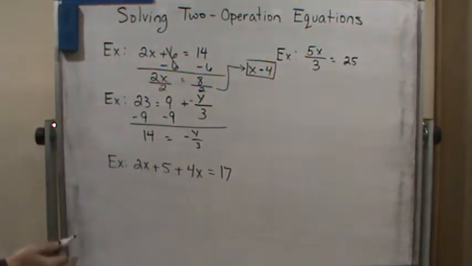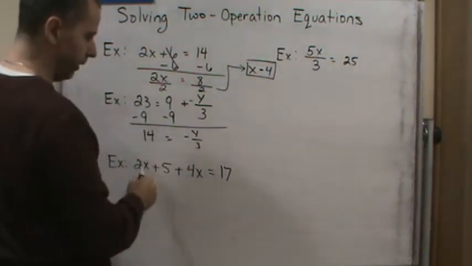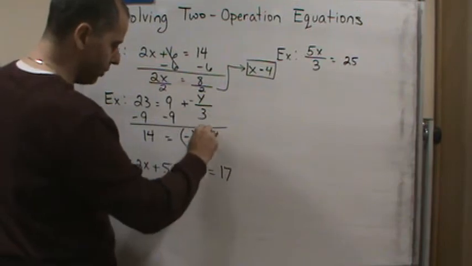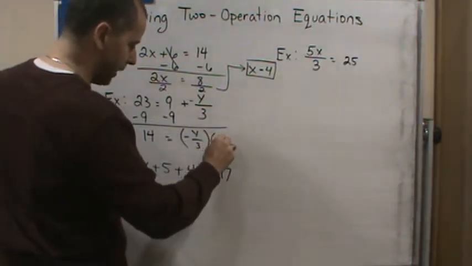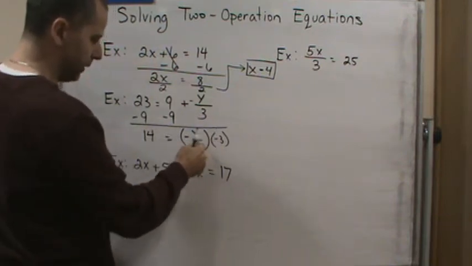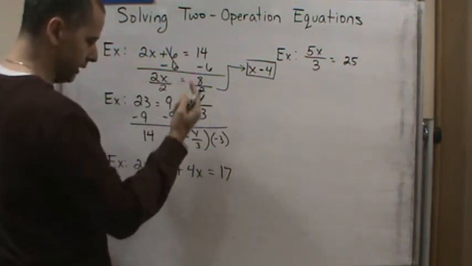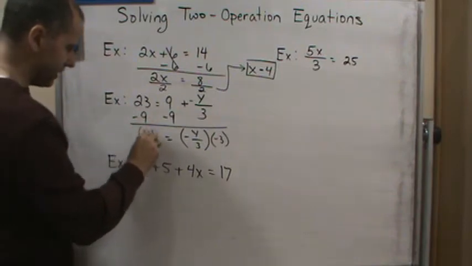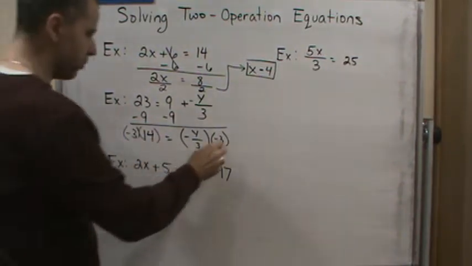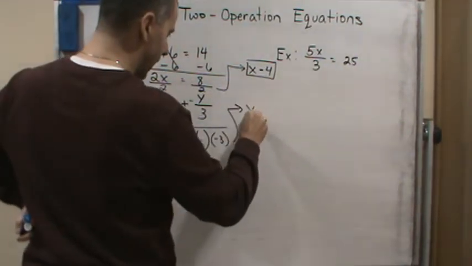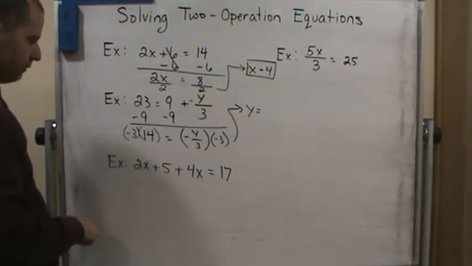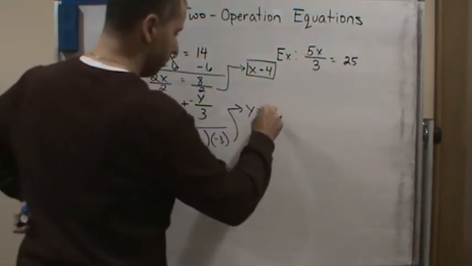Now, what do I have to do to both sides to get y over here? I'm dividing by 3, and it's negative. So I'm going to have to multiply both sides by negative 3, because a negative times a negative gives me positive, and then 3 divided by 3 is 1, which will leave me a y. So now I'm going to multiply this side by negative 3. And guess what? Now that gives me y equals what? Negative 42.